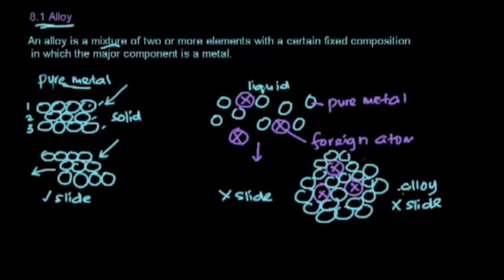Okay, and what are the differences that you can see between the pure metal as well as the alloy? Okay, let's just take a look at them. This is pure metal and this is the alloy that is formed.